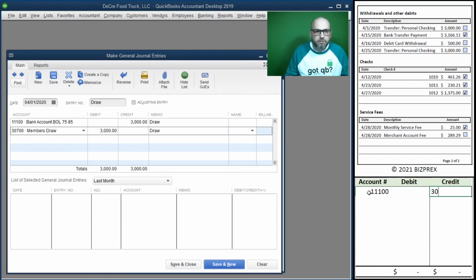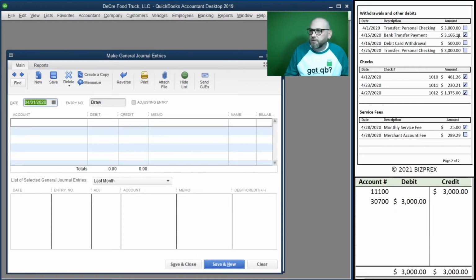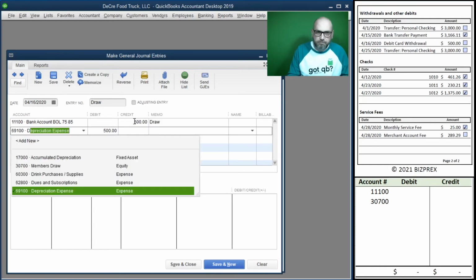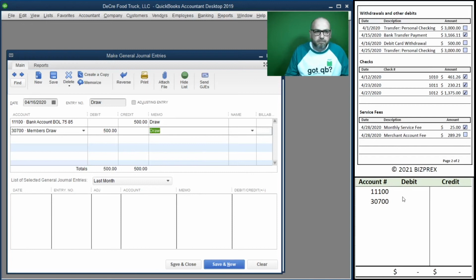Bank account is going down. Equity account is going down. Here we are. And again, it's all here, so click on new. Next one is 500. That's an ATM draw. It's going down. Again, equity account is going down.